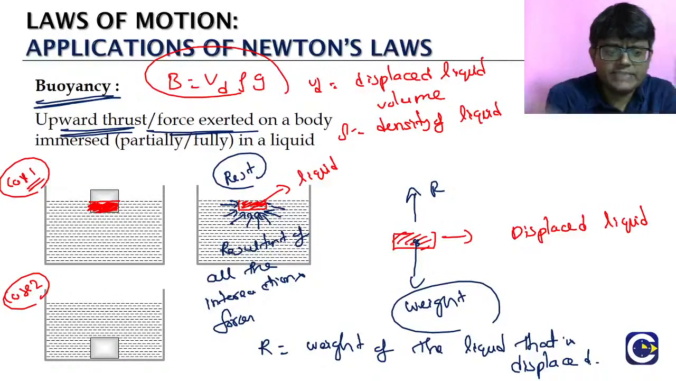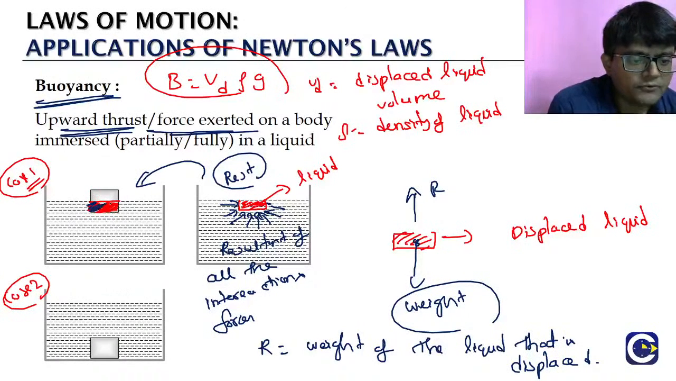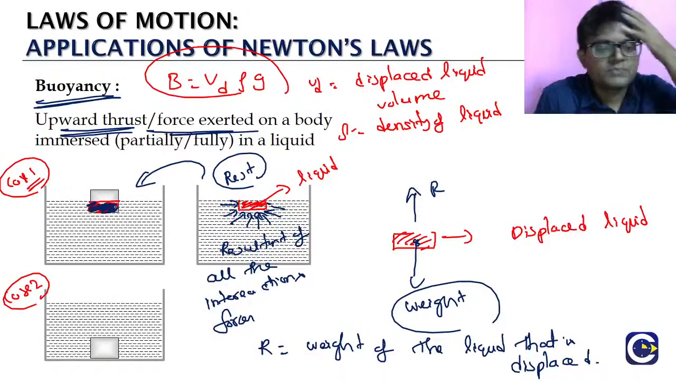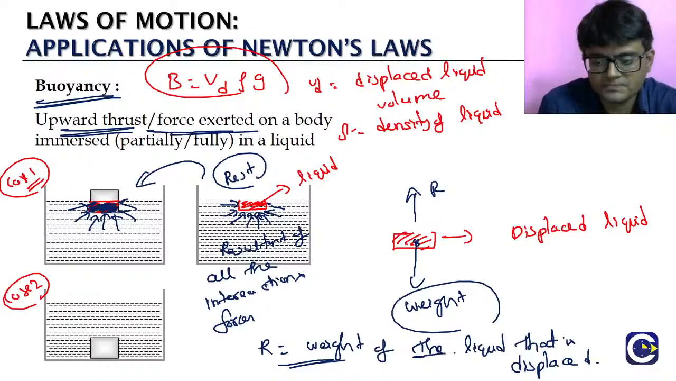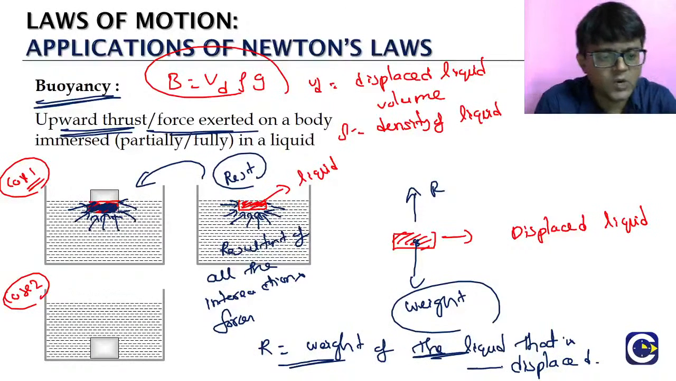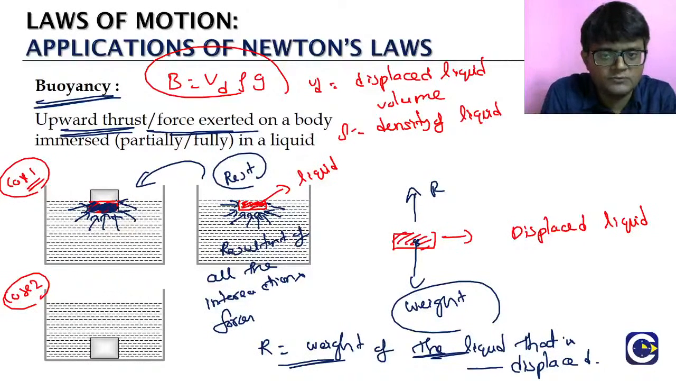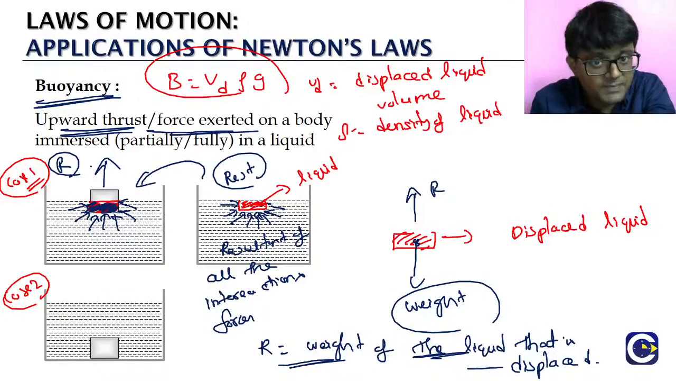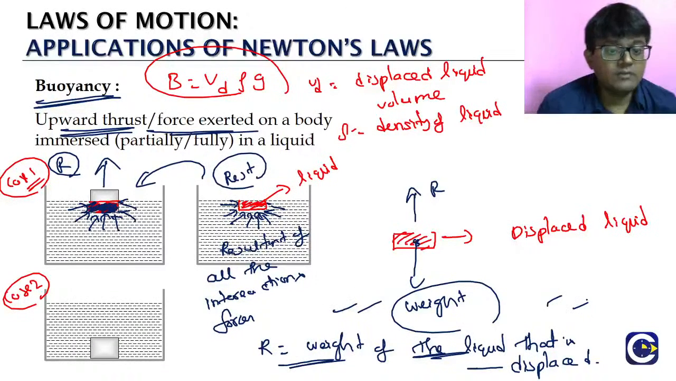Now just to go back, here this much volume is now occupied by the solid object, but the surrounding liquid molecules will still apply almost the same interaction force. Their resultant will be equal to R, which is the same as the previous case. What is the R value going to be? R will be equal to the weight of the liquid displaced.